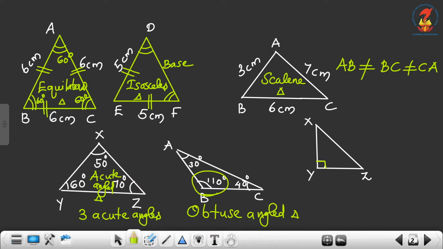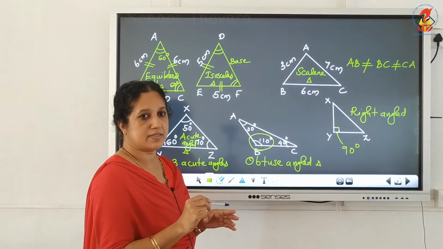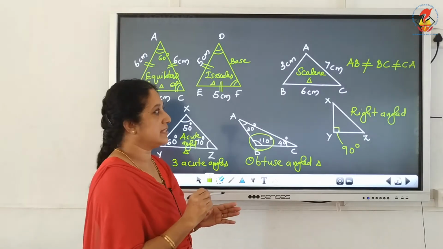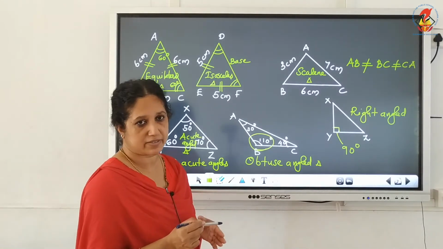And here triangle XYZ. And this square box indicates that the angle measure is 90 degree. That means one angle is 90 degree. One angle is a right angle. Then the name of the triangle is right angle triangle. So if you are getting a question, you can just draw the rough figure and mark the measures, and after that you can see what type of triangle is given.